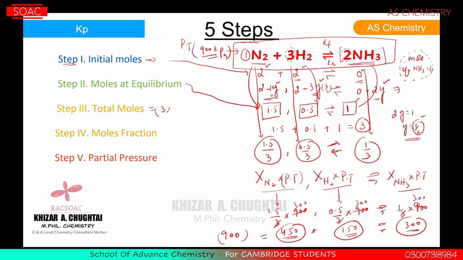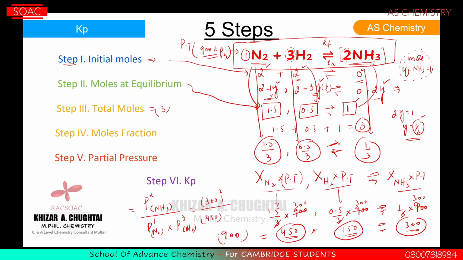Yes, it's 900. Now the last stage is to put these pressure values into the Kp expression. So what is the expression of Kp for this reaction? It is the pressure raised to power 2 for NH3, divided by the pressure of nitrogen, and pressure raised to power 3 for hydrogen. So what is the partial pressure of ammonia? That is equal to 300. So 300 raised to power 2 divided by the partial pressure of nitrogen.